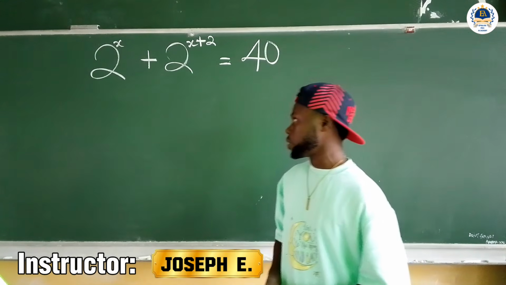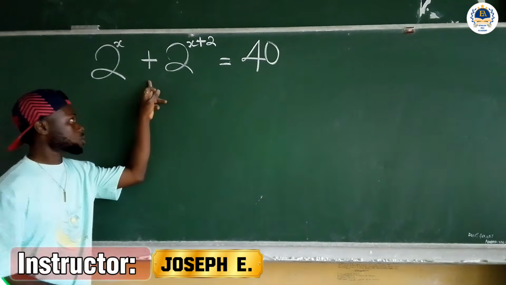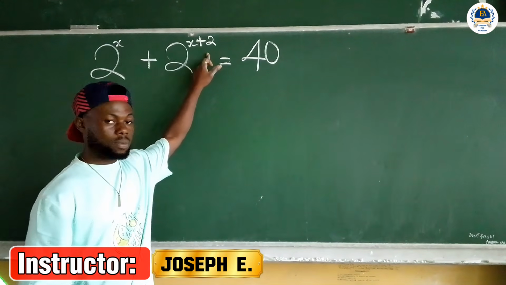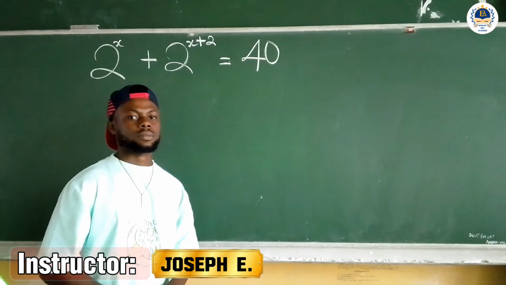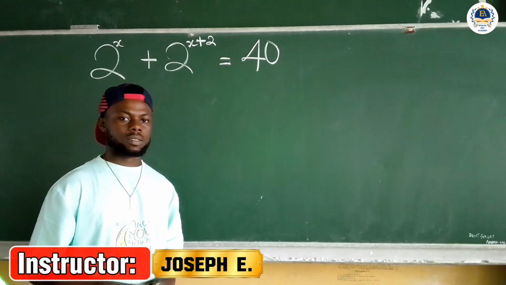First, the question on the board is 2 raised to the power of x plus 2 raised to the power of x plus 2 is equal to 40. Now, we are required to find the value of x.